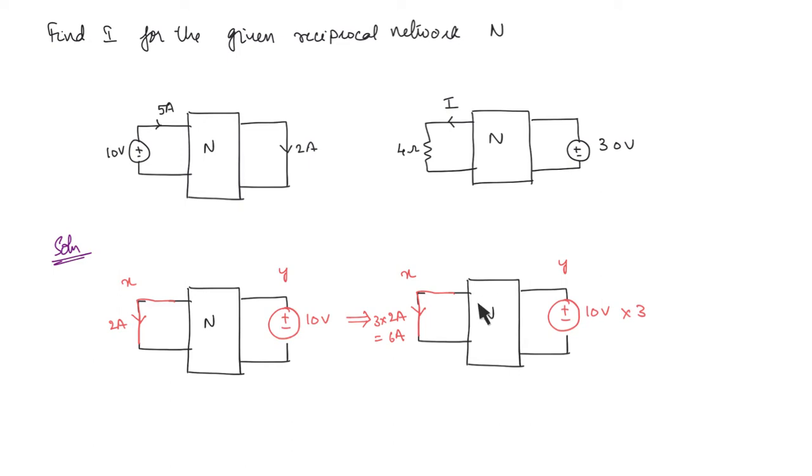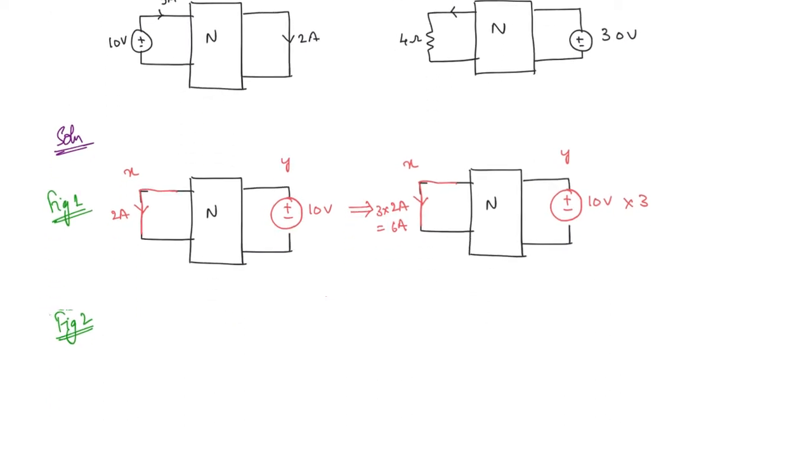So for this network, if at branch Y we connect a 30 volt source, then in branch X we are going to get a 6 ampere response. This information we got from the first figure, figure 1. Now from the second figure, if you redraw it, we have a network and here there is a 30 volt source, and we need to find the current through the 4 ohm resistor.